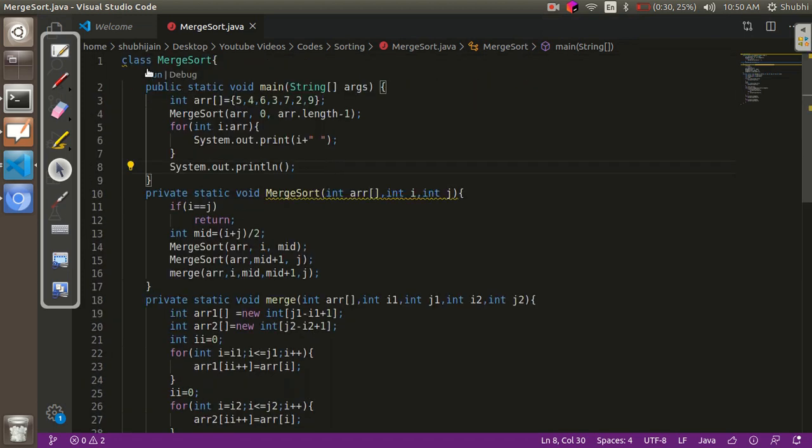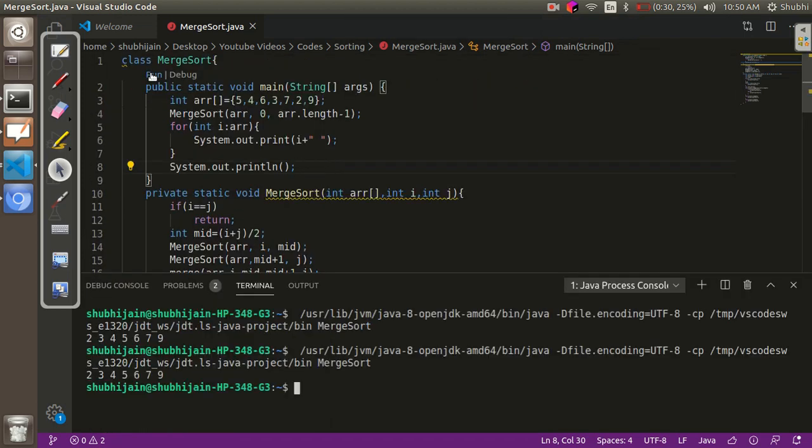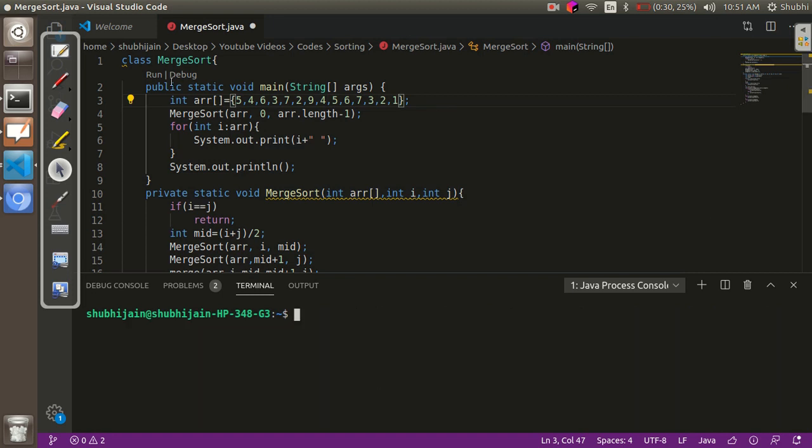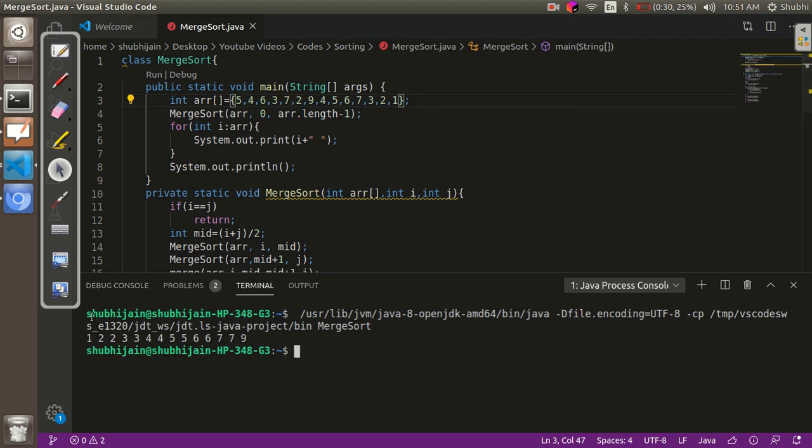So now let's see, our array has been sorted. Let's take some other values. See, our array has been sorted.